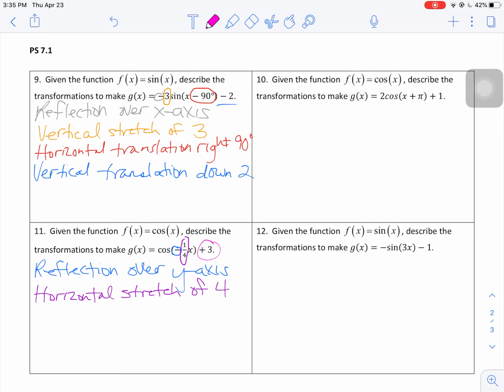So if it's greater than 1, it's a horizontal compression. If it's in between 0 and 1, it's a horizontal stretch. And it's by a factor of 1/b. And then that 3 in the back, that's pretty easy. It's your vertical translation up 3. And then you could try out 12.